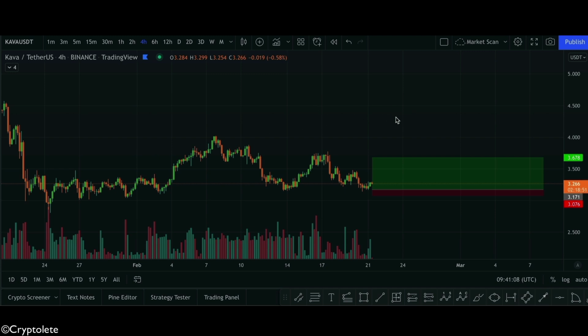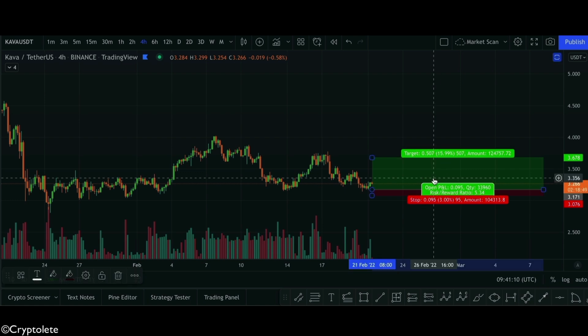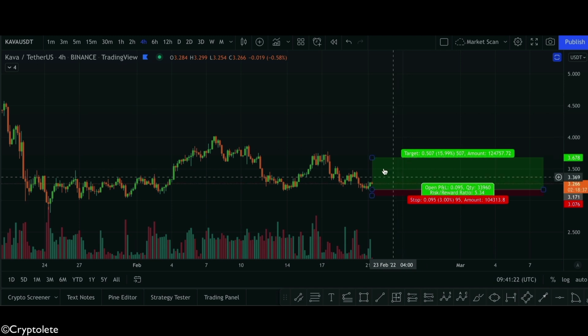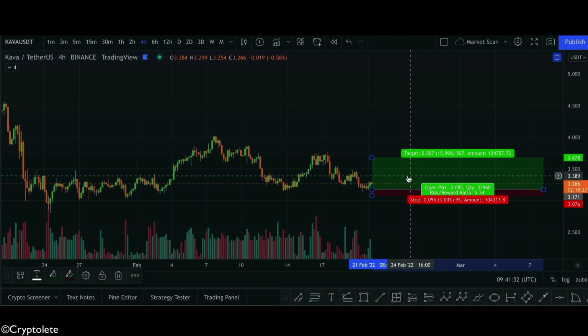Let's look at Kava Tether, and let's say that you want to put this trade on. Okay, this trade has a 3% stop loss. So the stop loss is 3% away from your entry. So if you have, let's say, $10,000 in your account, you could put your entire portfolio into this trade, and technically it would still fall under proper risk management, because if you lose this trade, you will lose 3% of your entire account.